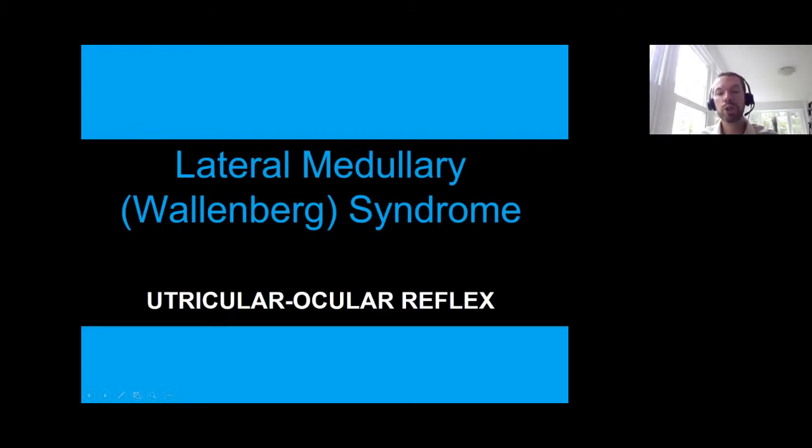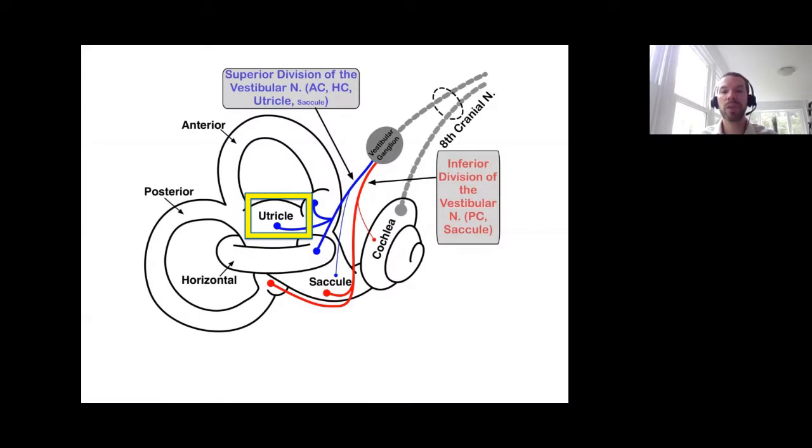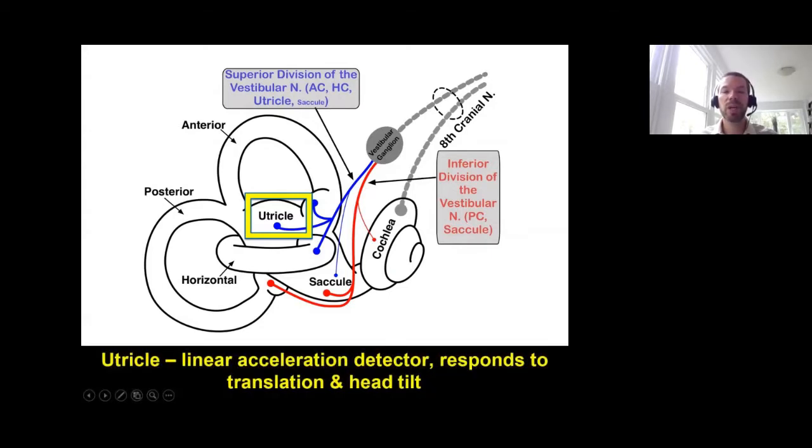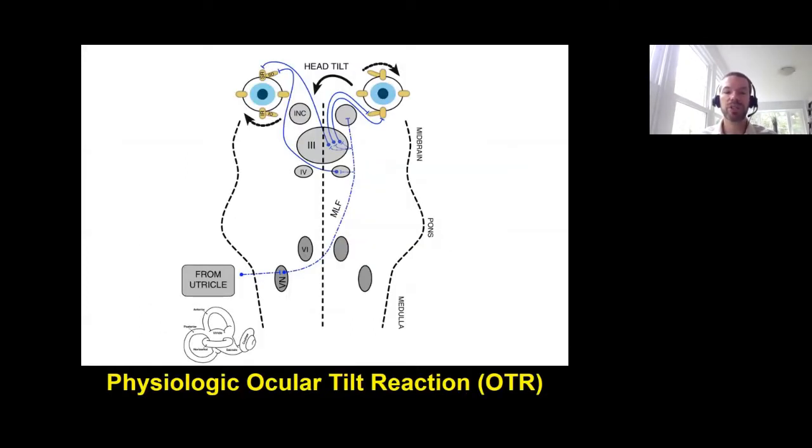So what about the utricle-ocular motor reflex, the utricle-ocular motor pathway? So here's the labyrinth, here's the utricle. The utricle is innervated by the superior division of the vestibular nerve. It is the linear acceleration detector. It responds to translation, side to side, forward and back, as well as head tilt. We care mainly about its role in head tilt in the example of the skew deviation.